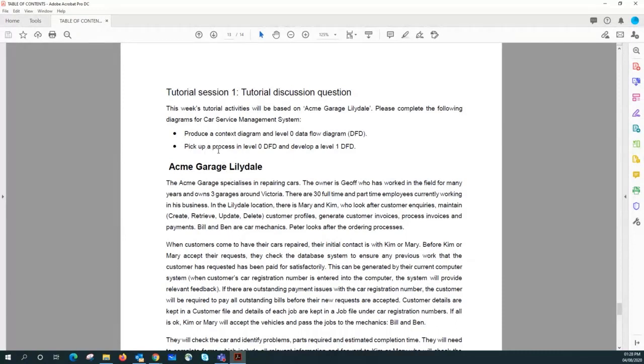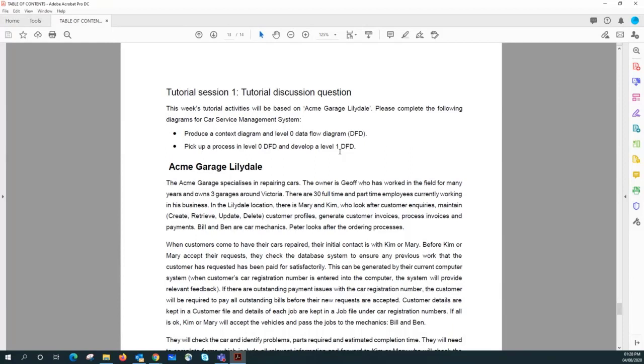And then we need to pick up one process in a level 0 DFD, and we need to develop a level 1 diagram, okay? So one level 1 diagram. So I need to break it down into a further level. Right. So the first thing first. Now the starting point to develop all these data flow diagrams is your event table.